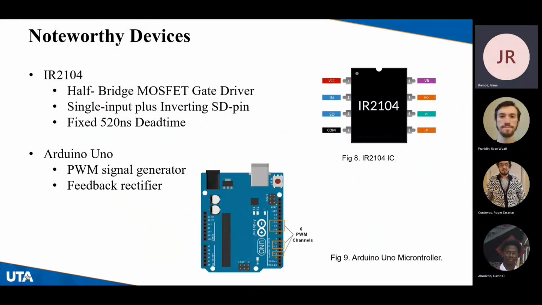Noteworthy devices for our circuits were an IR2104, a half-bridge MOSFET gate driver that takes a low power input and allows it to feed out a high current for MOSFET gates. The other device that we used was an Arduino Uno, and we did this due to the fact that Arduino has a vast library of resources that make it very easy to find and create code for our situation.